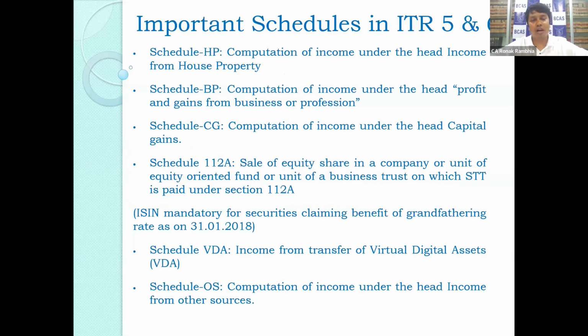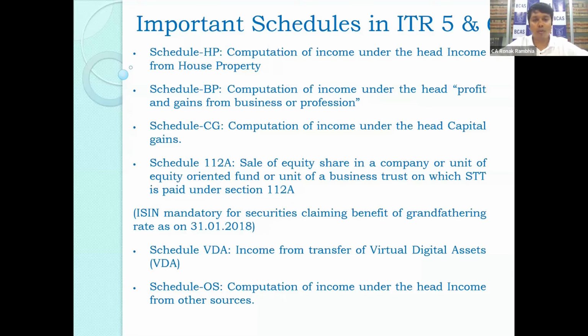So all of us would be filing these income tax returns since years. So there are 5 heads of income, which are the schedules HP, BP, capital gains, salary, and other sources. In ITR 5 and 6, there is no salary. So these are the 4 income schedules.